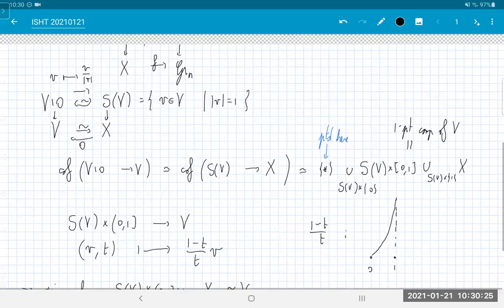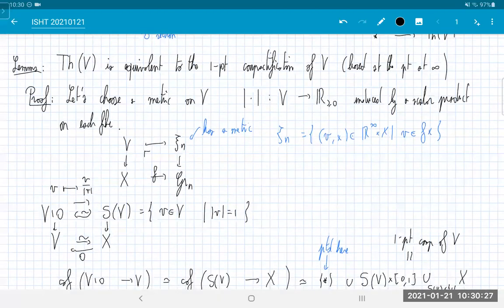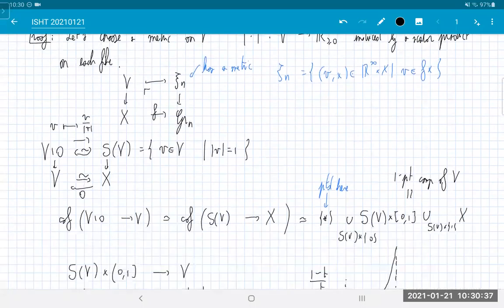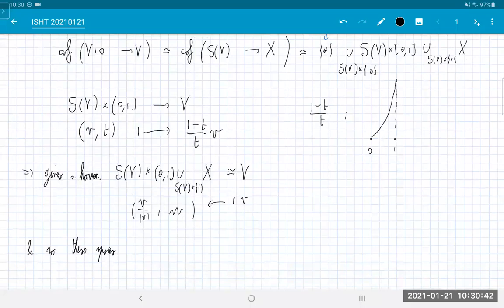Oh, sorry, I should have said one important thing. When X is compact, this is the one point compactification. Otherwise, this Thom space is not compact, because you can lose pieces at infinity of X. Okay, and that's the proof. So you can think of, well, we'll see a much better way of thinking about the Thom spaces in a second.